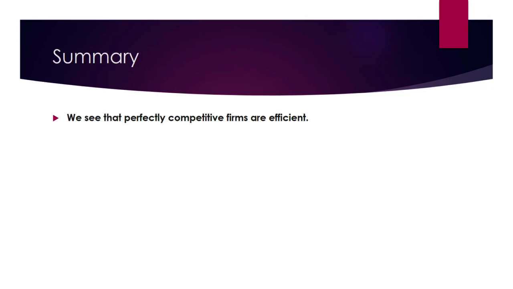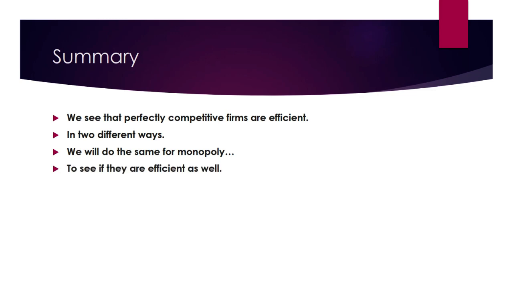So in summary, we see that perfectly competitive firms are efficient. So when we think about why we like perfect competition, well, it's good for you and me. It's efficient. And it's efficient in both ways, right? In two different ways. It's productively efficient and it's allocatively efficient. So we're going to be doing the same kind of analysis for a monopoly to see if they're efficient as well.